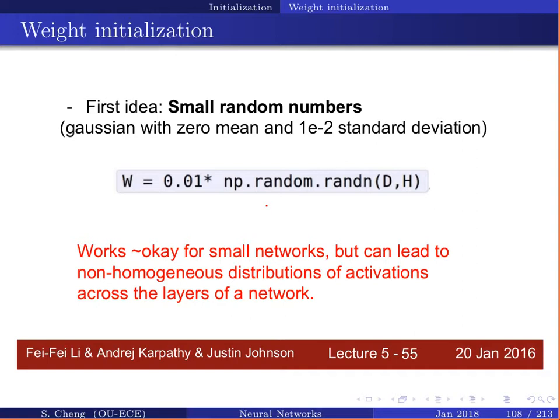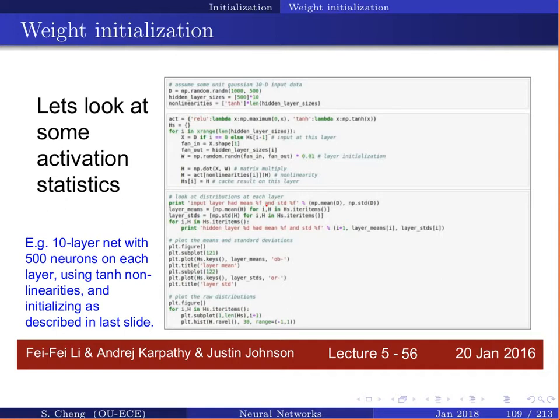Let me just give a very simple example here. Let's say I have a 10-layer network here, so you can ignore the code here. Let's say a 10-layer network, and each layer has 500 neurons. And let's say I use tanh for nonlinearity, as discussed earlier.